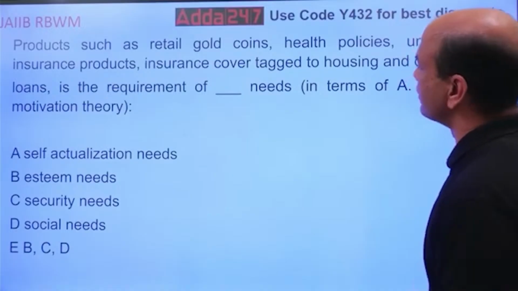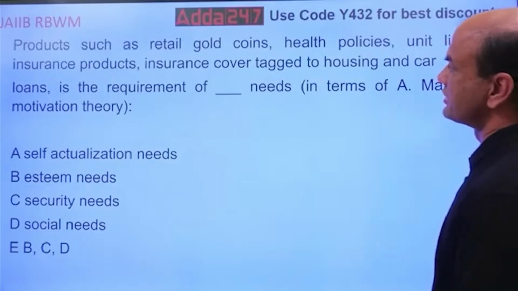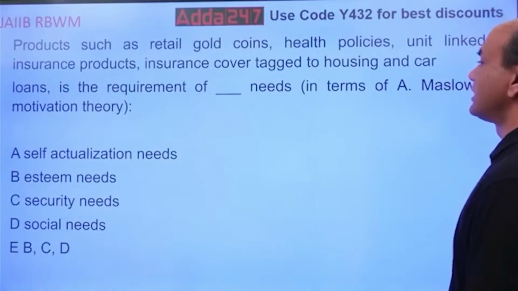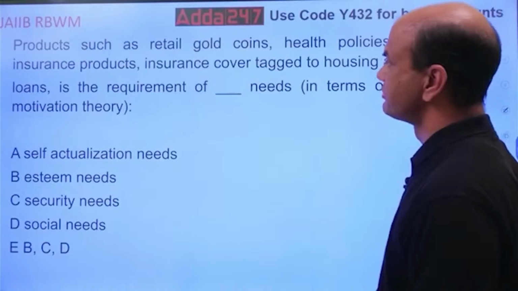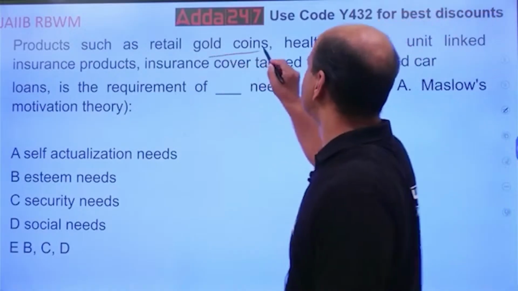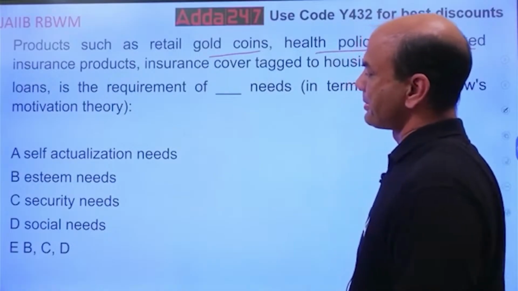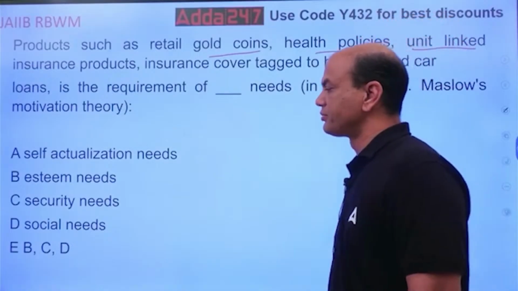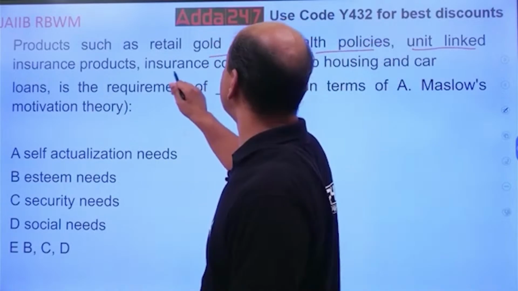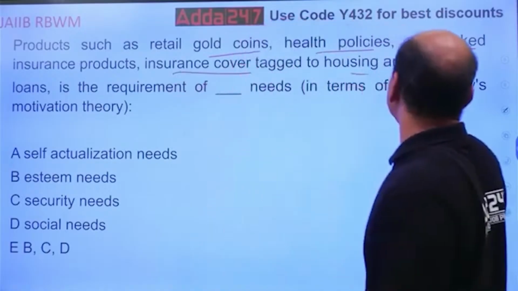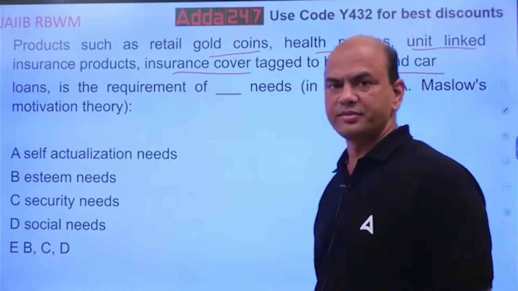Next. Products such as retail gold coins, health policies, unit linked insurance products, insurance cover tagged to housing and car loans are a requirement of dash needs. Retail gold coins, health policies, unit linked, ULIP. Then ULIP, insurance cover tagged to housing and car loans is under which category?